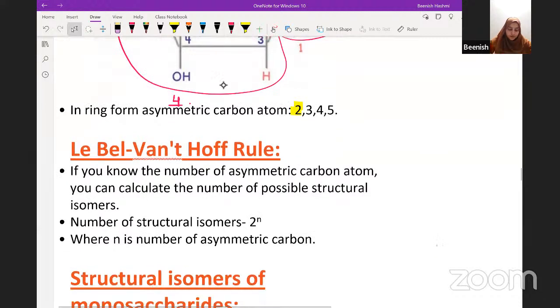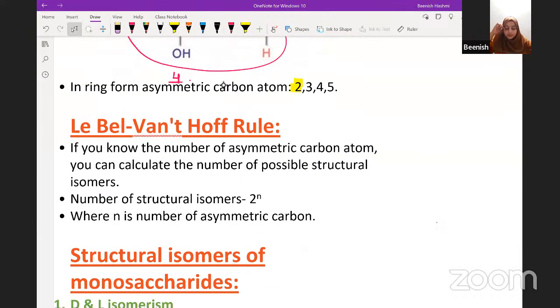Now let's talk about the Le Bel-van 't Hoff rule. It says that if you know the number of asymmetric carbon atoms or chiral carbons, you can calculate the number of possible structural isomers. So the formula for the number of possible structural isomers is 2 to the power n, where n is the number of asymmetric or chiral carbons.